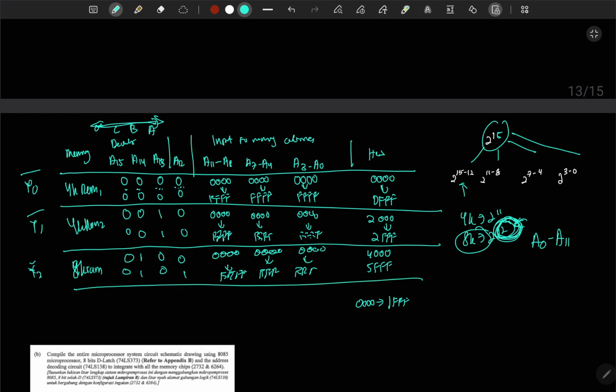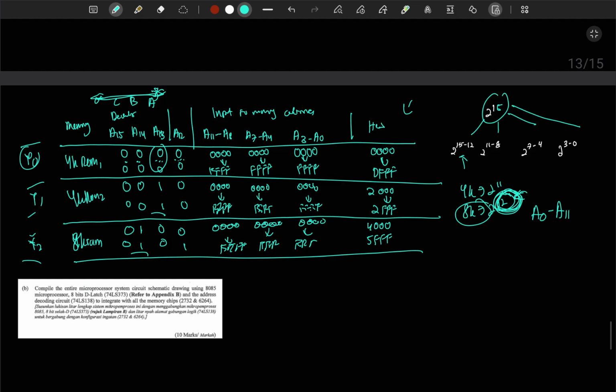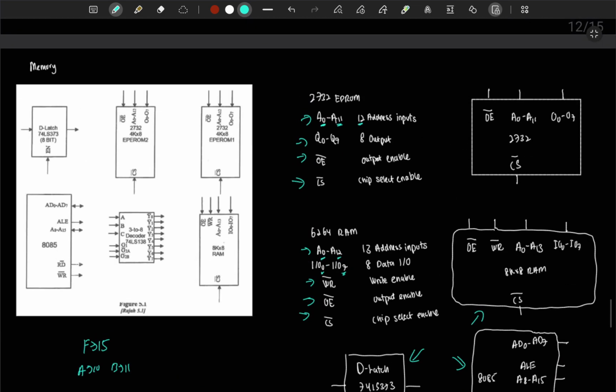Now the memory is located, the hex is announced, and the decoding table we also already have. So if 0 it's Y0, if 1 it's Y1, if 2 it's Y2. So this is the table. We have done the table including the decoder. Now we need to draw. How do we need to draw? We need to add the 8-bit latch and also the decoding circuit. So actually they need a decoder. This is the stuff that we need to do.